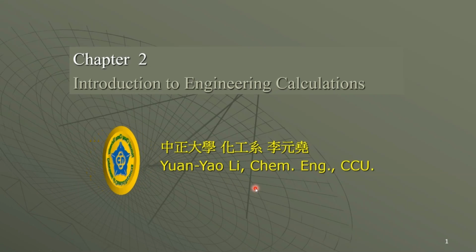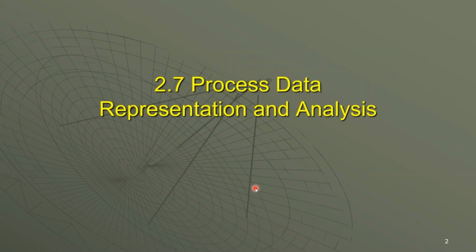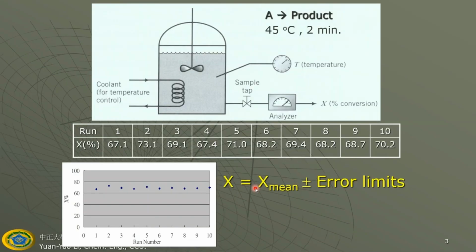Section 2.7 is about how you represent the data and how you do the analysis of the data. You might say, well, Professor, you already told me how to do the analysis of data. Like in this example, I do the experiment 10 times, I get 10 data points, and I know the mean of the data and the error limits. So I represent the data like this. This is correct. This is one of the methods.